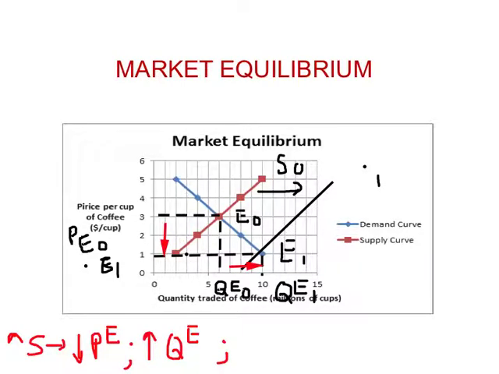Now look at the opposite case. You can work on this on your own. When there's a decrease in supply, what would you expect? Take a moment to reflect on this. You would expect an increase in equilibrium price and a decrease in quantity traded. So once again, whenever there is a shift of the supply curve, the price and quantity traded will move in the opposite direction.